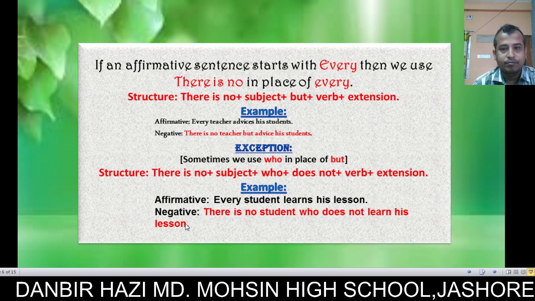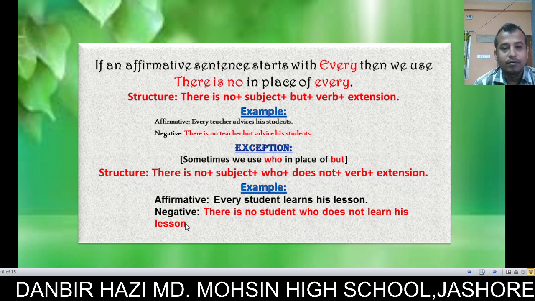My dear students, here is the second rule for you. If an affirmative sentence starts with every, then we use there is no in the place of every. So the structure remains: there is no plus subject plus but plus verb plus extension. Let's take the example. Affirmative: every teacher advises his students. The negative one should be: there is no teacher but advises his students.